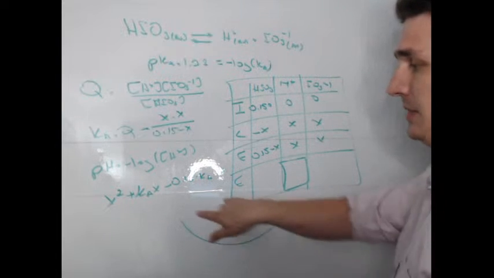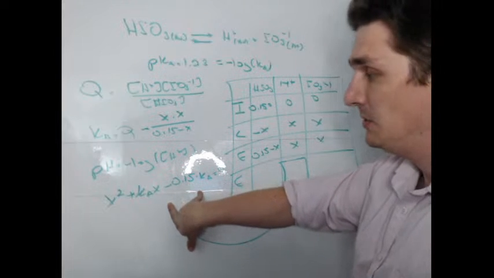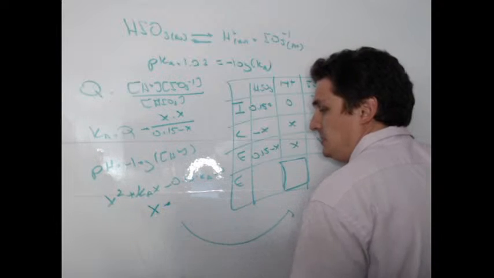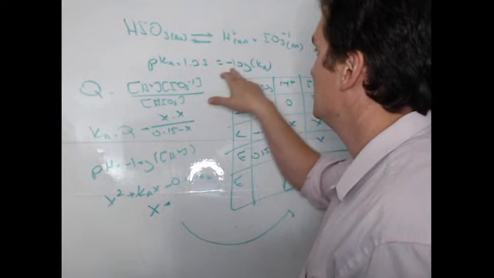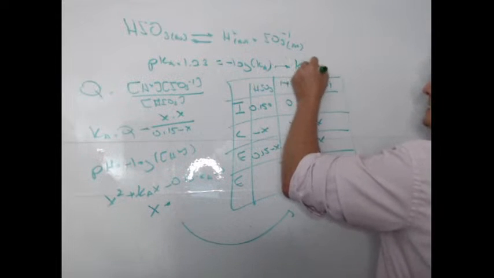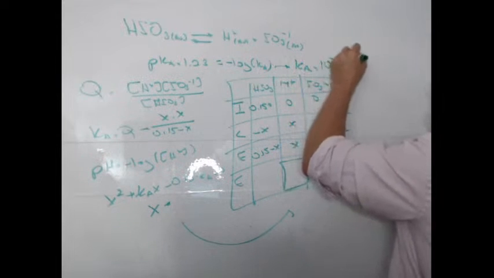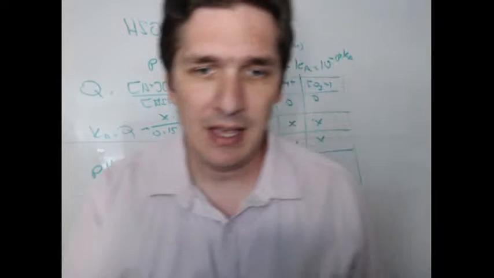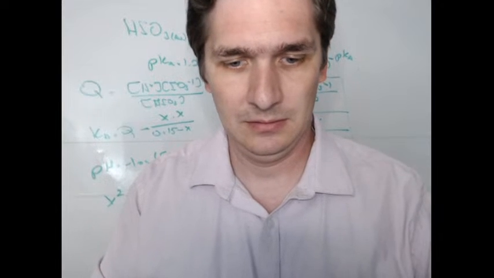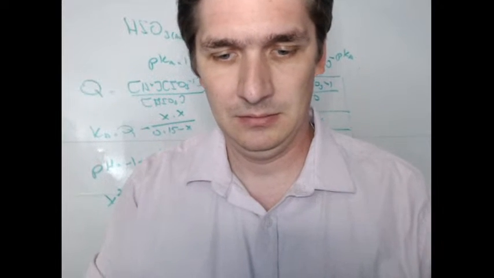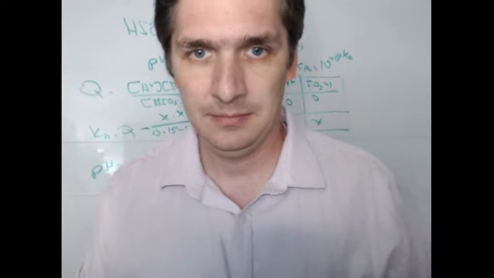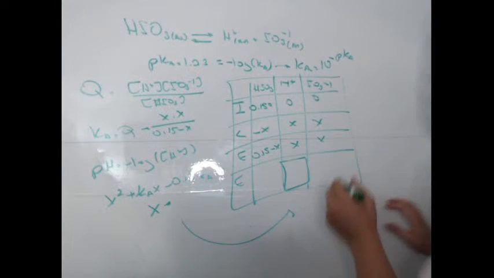Now, I would recommend solving this symbolically first and then actually start plugging in. So if you use the quadratic equation, you'll get Ka is just 10 to the negative pKa. So if we undo this, Ka equals 10 to the negative pKa. So Ka in this case is 5.89 times 10 to the negative 2.